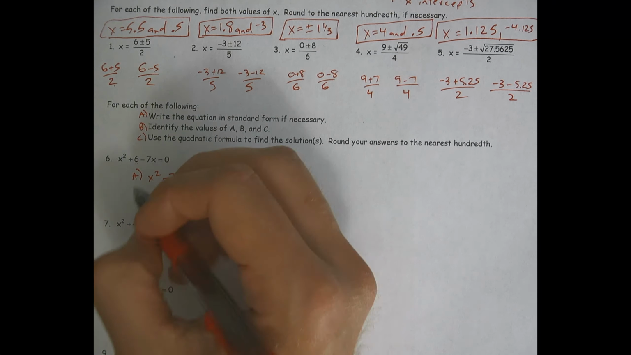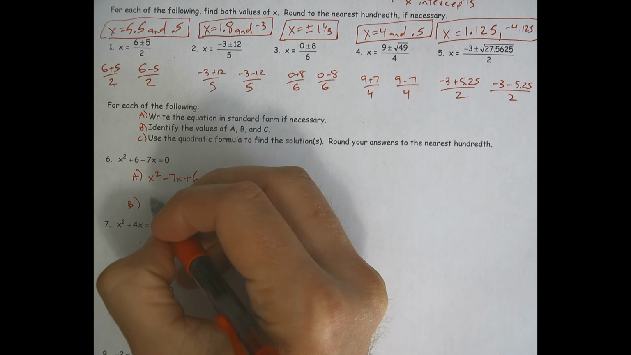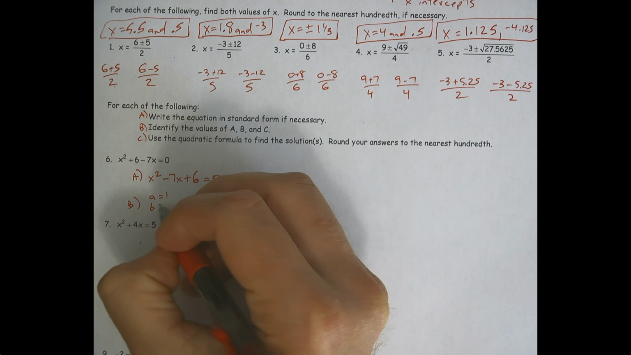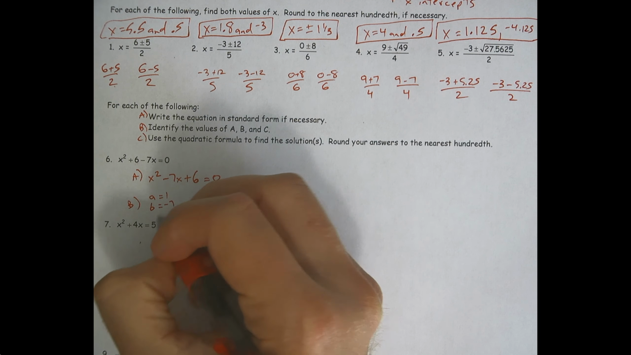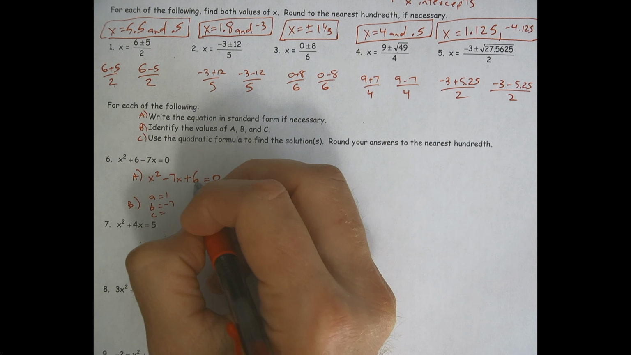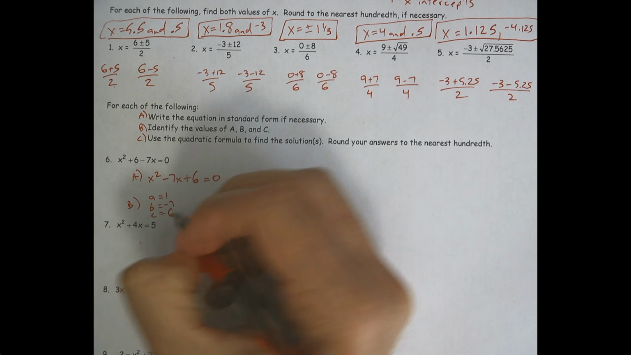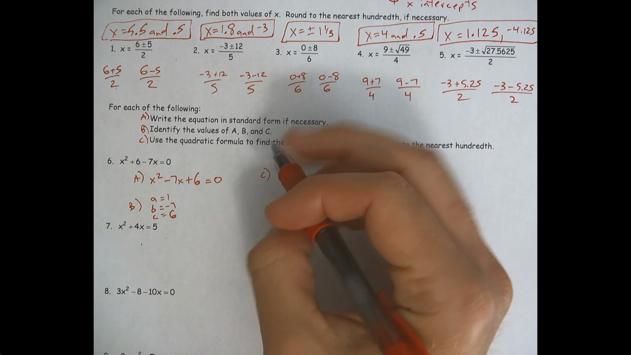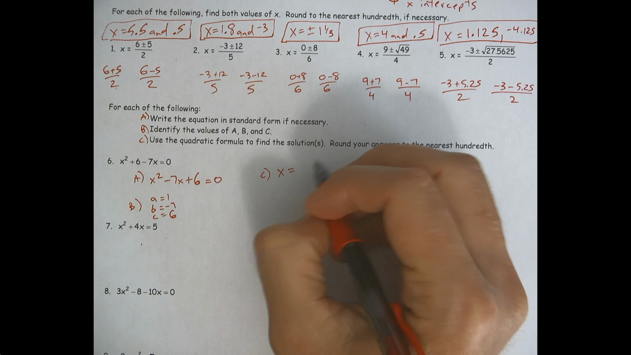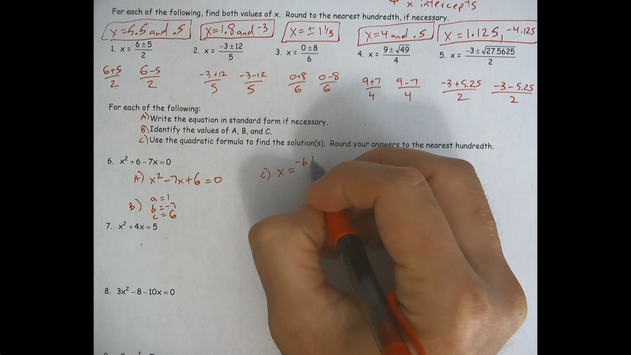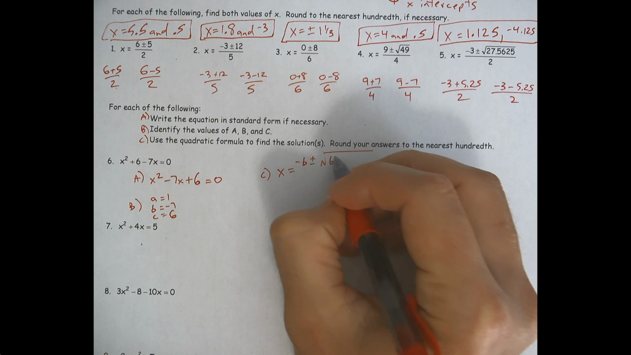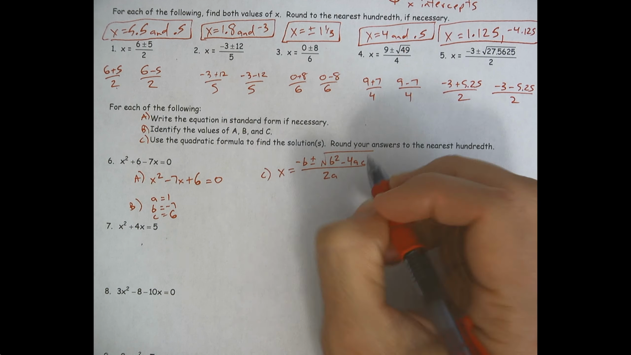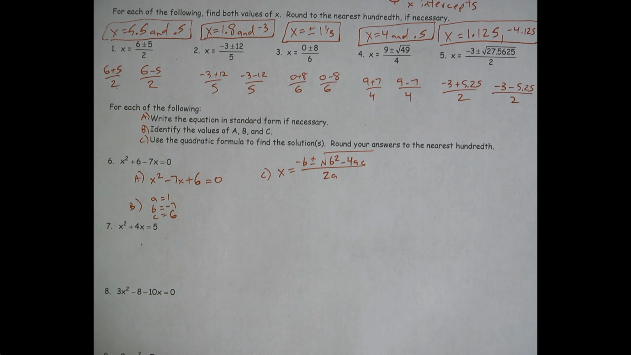Now that's in standard form, which means now I can identify what everything is. So my A is the coefficient to x squared, that's 1. My B is my coefficient to x, which is negative 7. And my C is this other number here, and that's going to be 6. Now, we're going to plug this all into the quadratic formula. So just a reminder what that is. X equals negative b plus or minus square root b squared minus 4ac over 2a.